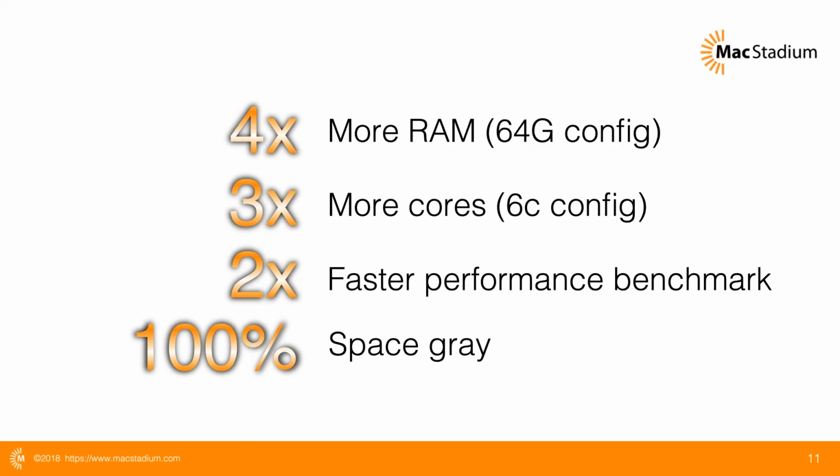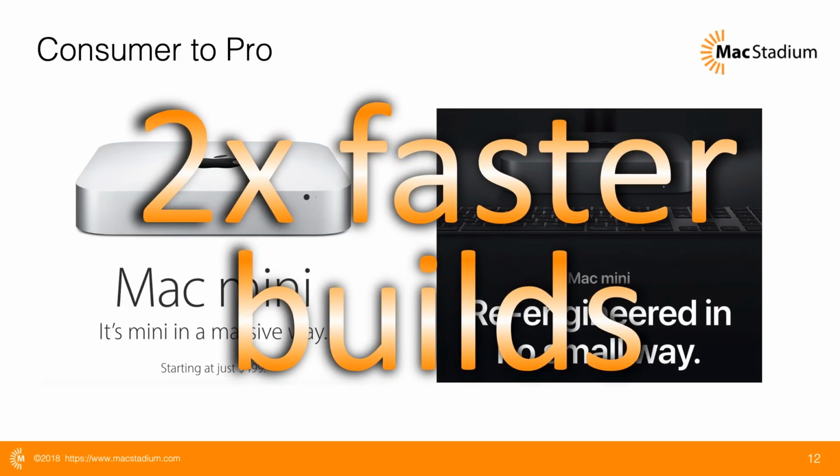And finally, it's 100% space gray, which I think we can all agree looks a lot cooler. If you are deploying those Mac Minis at MacStadium, you'll never see the space gray finish on that thing, but you can rest assured knowing that your Macs look awesome in our racks. This 2 times faster builds can't be overstated. This is for the 6-core configuration. Even the smaller configurations that we sell can be up to 33% faster.